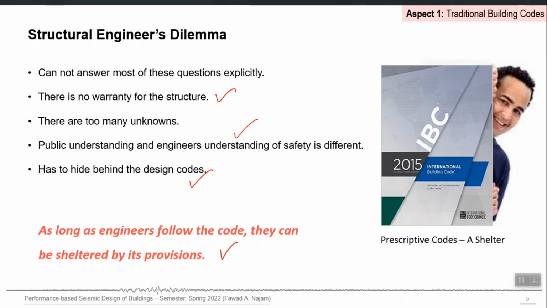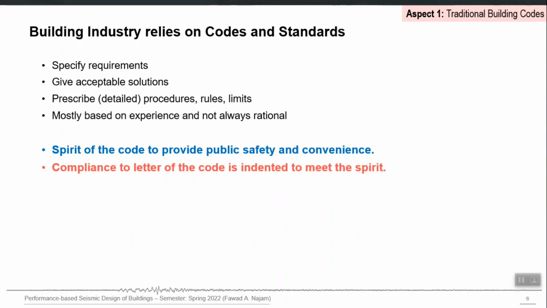If there is a certain loss which occurs or an unexpected collapse, for example, the structural designer will hide behind the provisions of building code. All he has to prove is that he followed that code, right, in such a case. So, these building codes specify requirements, they give acceptable solutions and also those solutions which may not be acceptable in certain situations. They prescribe detailed procedures, rules, limits, deflection checks, stress checks and strain checks, for example.